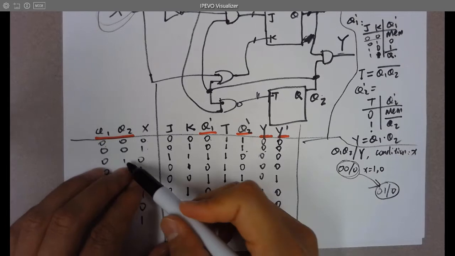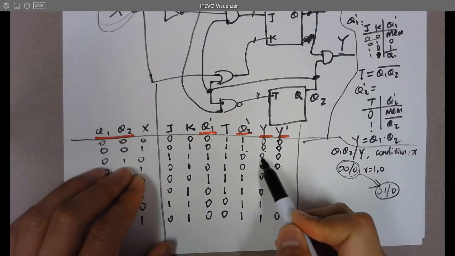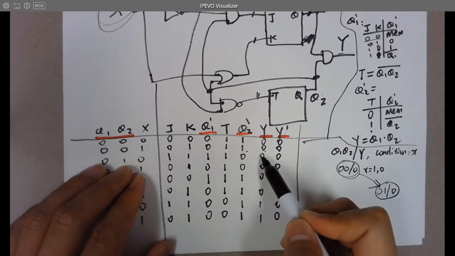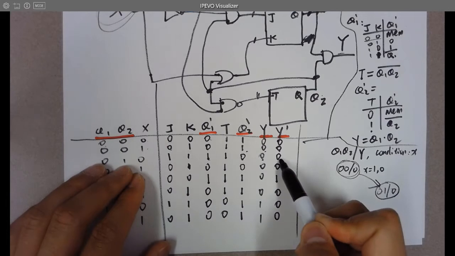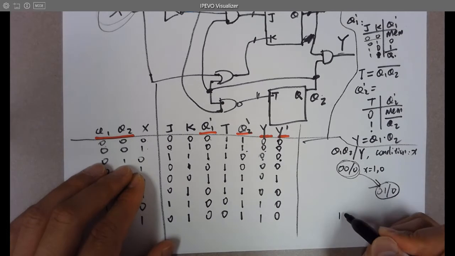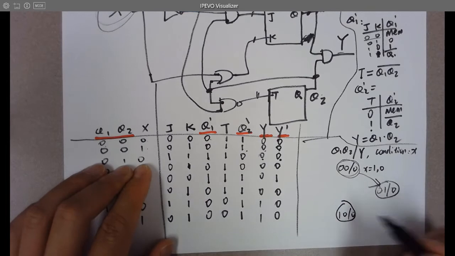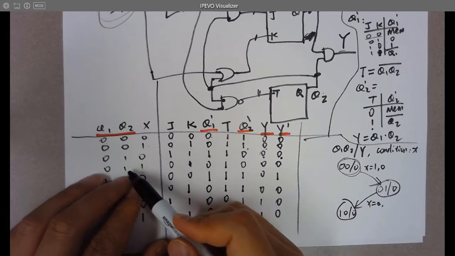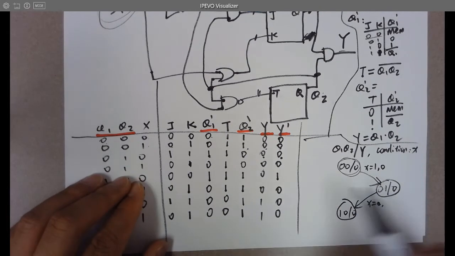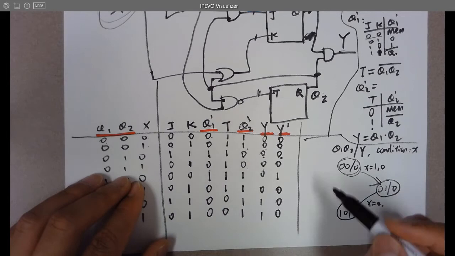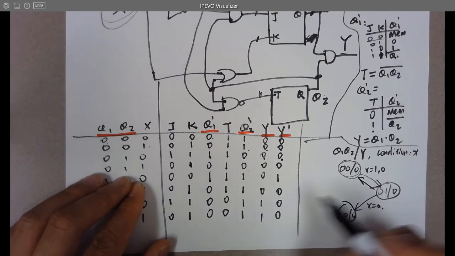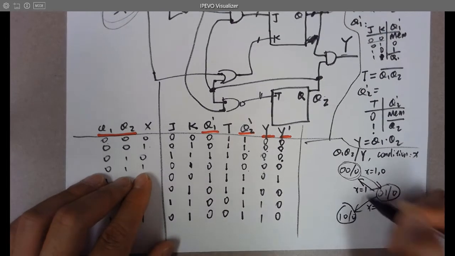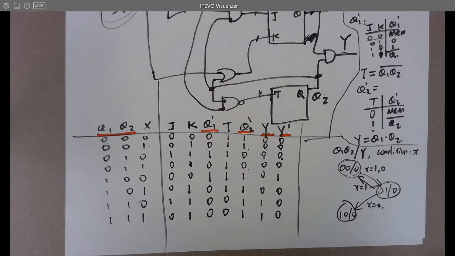And now you have 0,1,0 jump to 1,0,0. Do we have 1,0,0? We don't have 1,0,0 when X is 0. And then 1,0,1,0 jumps to 0,0,0. Go back when X is 1. Is that right so far?